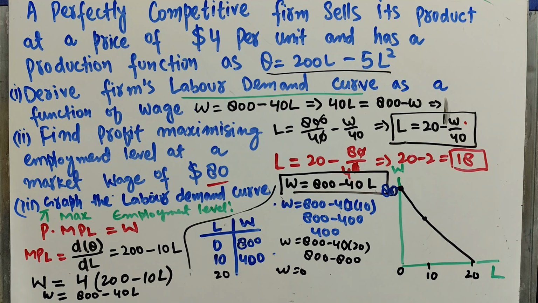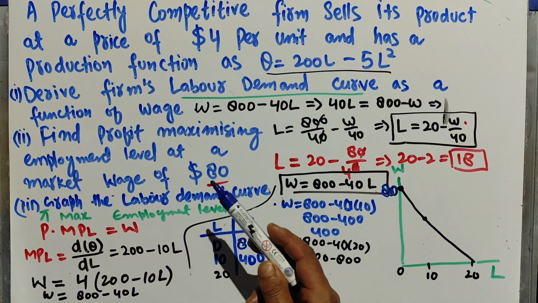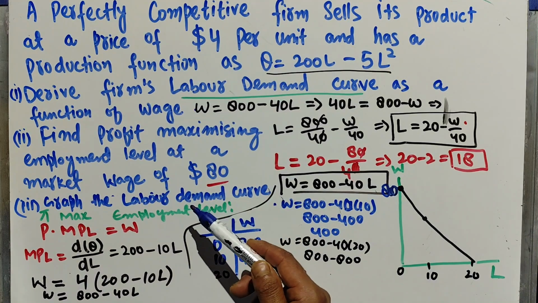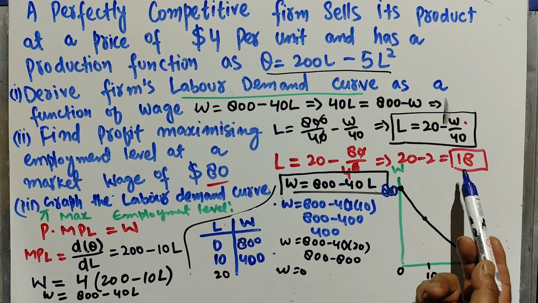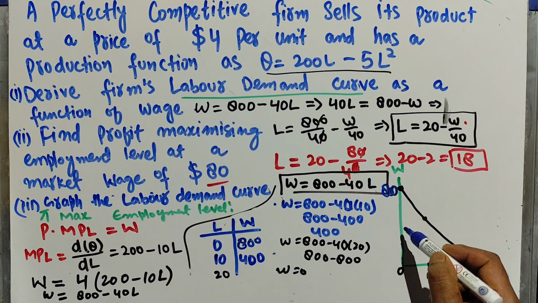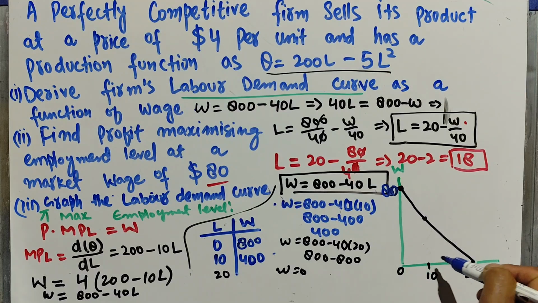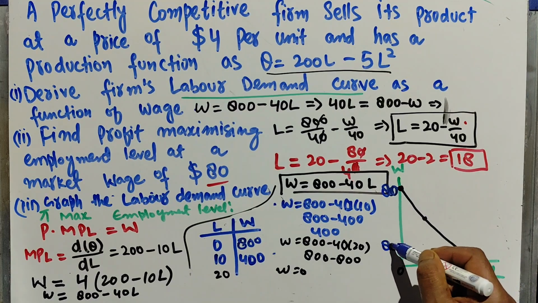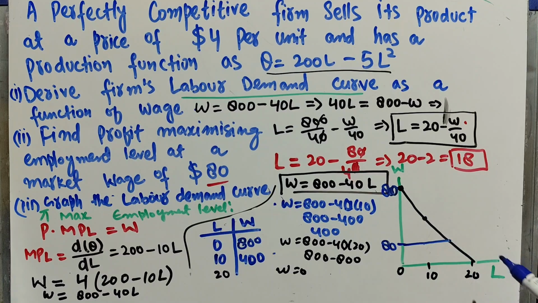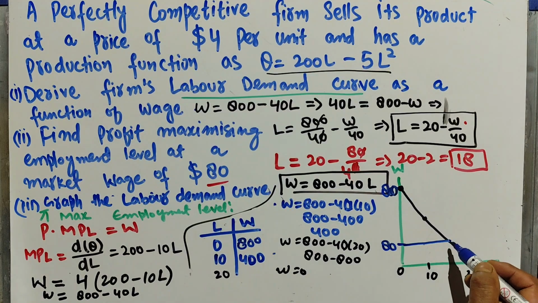The profit maximizing level of employment was 18. So when the wage rate was $80, the units of labor employed was equal to 18. I hope I made myself clear in this video and you find it helpful. Thank you.